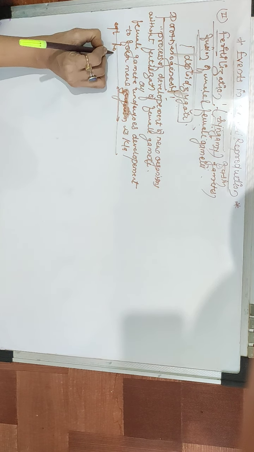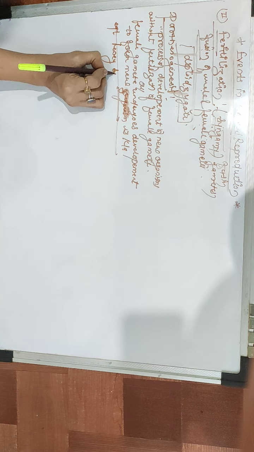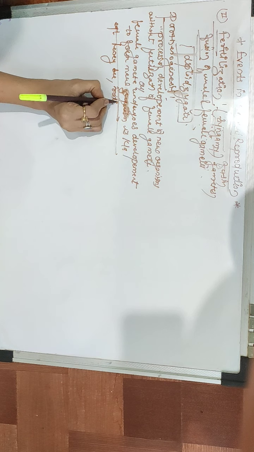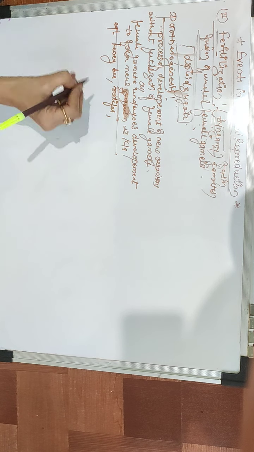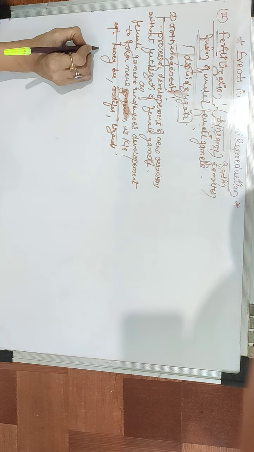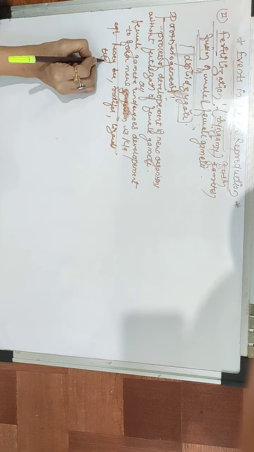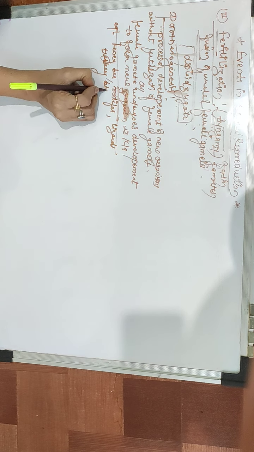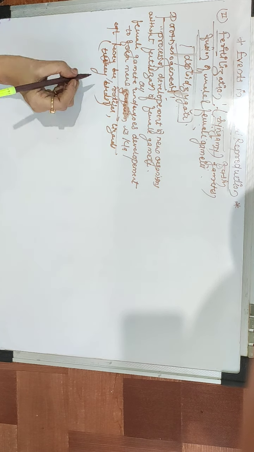This parthenogenesis occurs in organisms, for example honeybee, it occurs in rotifers, it occurs in lizards, and it also occurs in turkey birds. Okay, so parthenogenesis occurs in those.